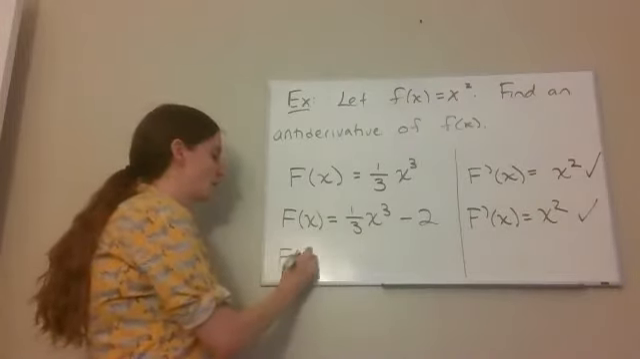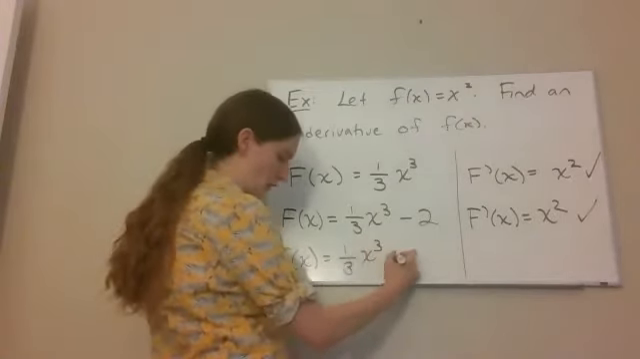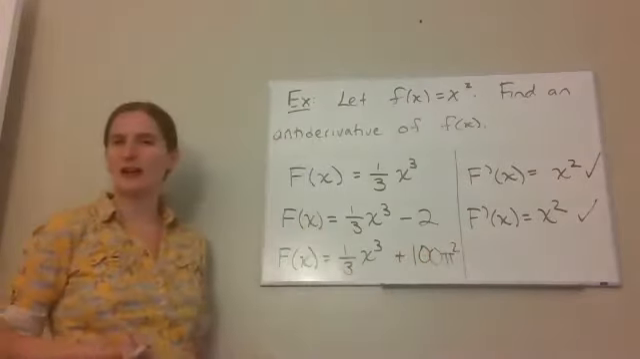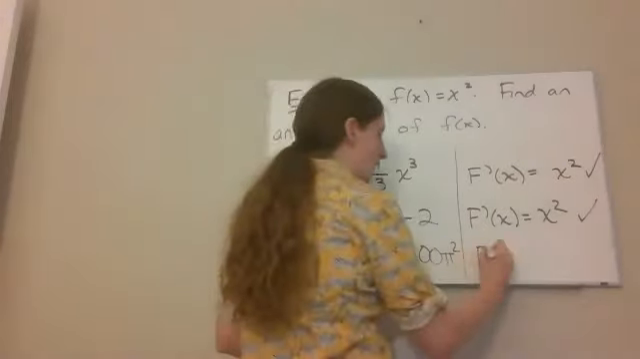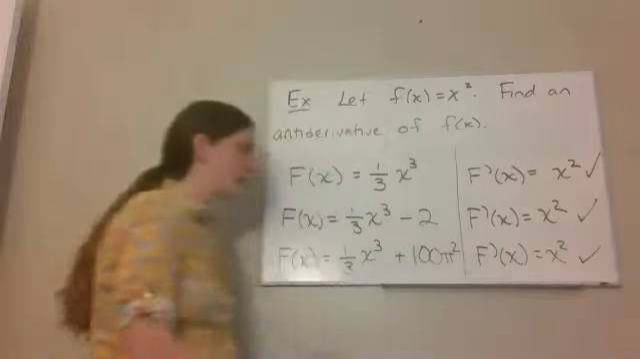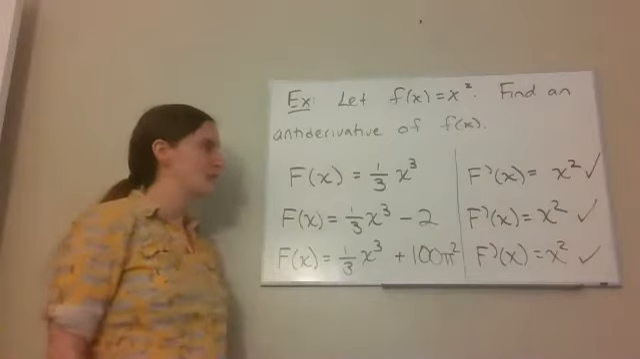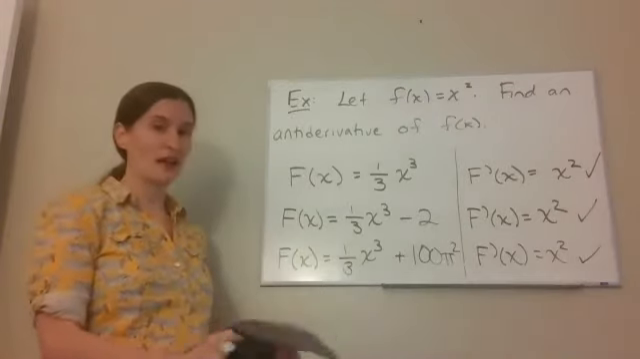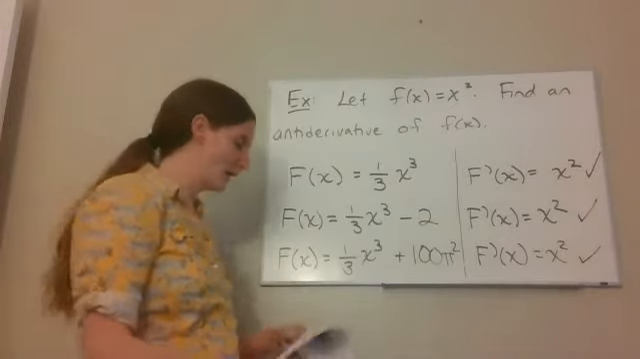What if I wanted to be really obnoxious with that constant, and I said, how about 1/3 x to the third plus 100 pi squared? That's a really ugly constant, but 100 pi squared is still just a constant. If I check this by taking the derivative, I still get just x squared because the derivative of 100 pi squared is still 0. So now I have 3 different antiderivatives for the same function. And are there more out there? Yes, there are actually infinitely many antiderivatives for the function x squared. And so we can write it in a generic way.